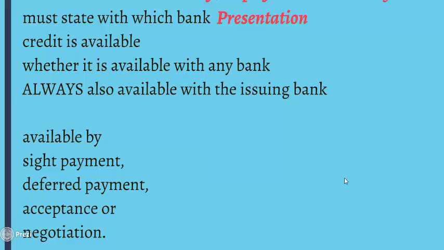The credit is always available with the issuing bank. Whether the issuing bank makes the credit available with a specific bank or any bank, it is available with the issuing bank. Available by, as we discussed, is sight, deferred or acceptance, that is the honor or negotiation.